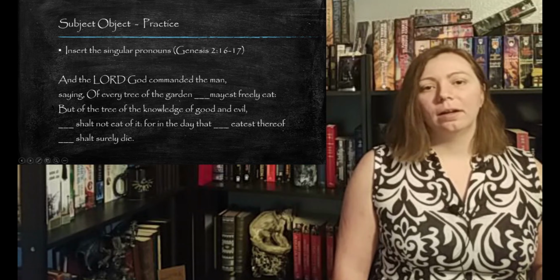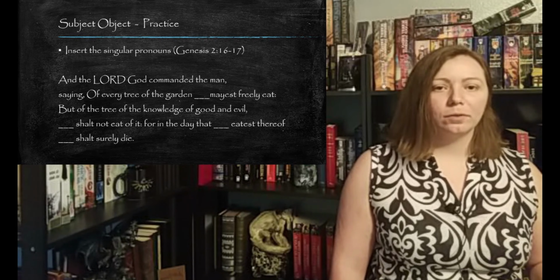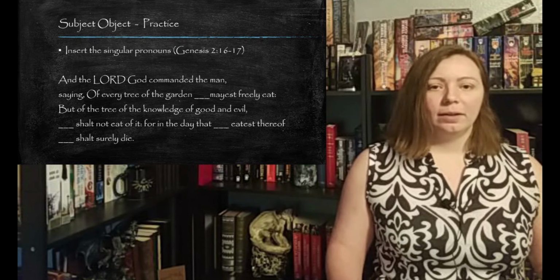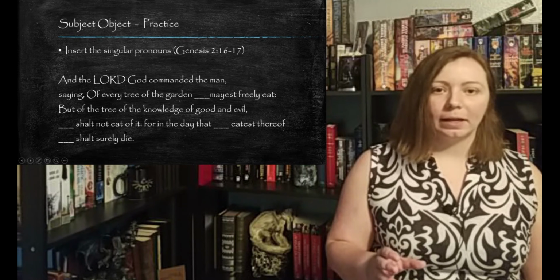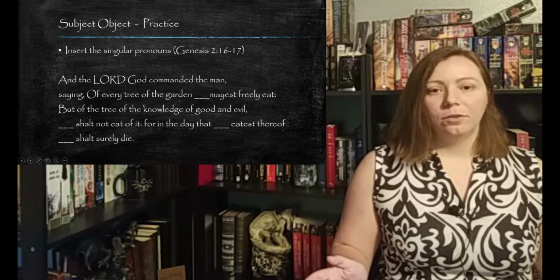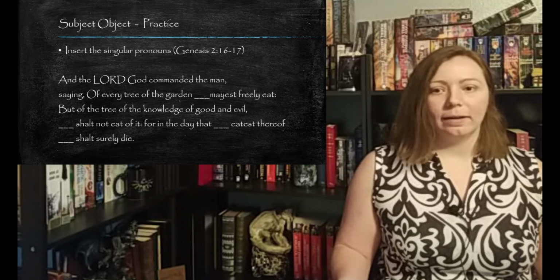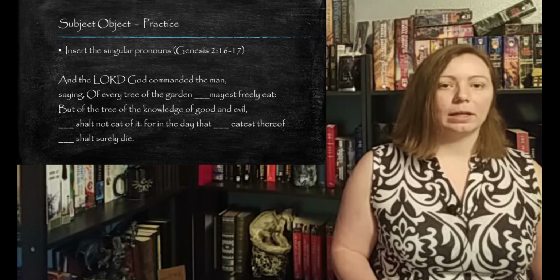But of the tree of the knowledge of good and evil, blank shalt not eat of it. So remember, look at that comma. You're going to narrow it down. Here you have blank shalt not eat of it. So here's your verb shalt, and right before it again is your subject. So thou shalt not eat of it.